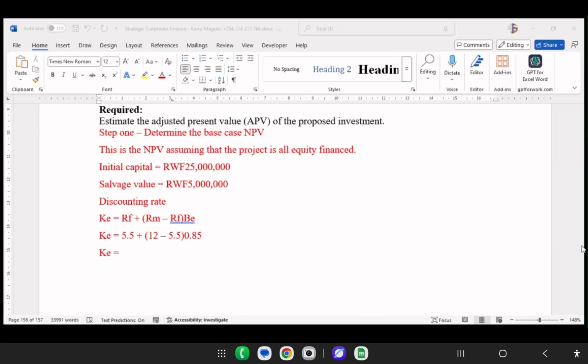Someone is asking, when do we use the industry beta? If we are told to use the financing of the industry beta, but in this case, we are not using the financing of the industry beta. We are using the financing of the company. The company is the one that is financing. So unless we are told that they will use the financing of the industry.